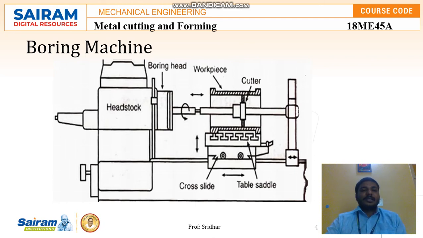Now we'll see the construction of the boring machine. Again, on the table we fix the base, and here are the headstock and the boring head. In the boring head we fix the workpiece and the cutter. You can see the table saddle, which is fixed on the rails, so it can be moved. This table saddle can be moved using this cross thread. When you rotate the cross thread clockwise, it moves forward. When you rotate it anti-clockwise, it moves backwards.